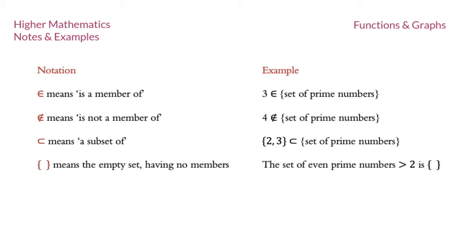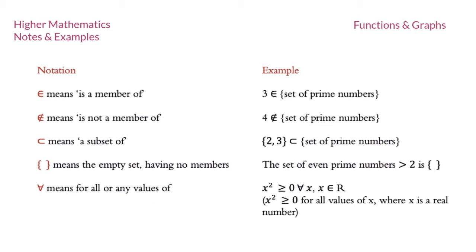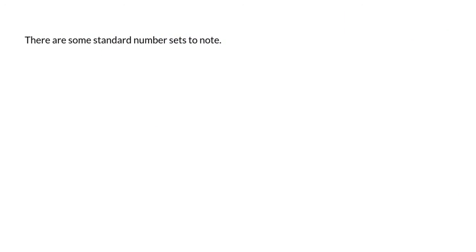And if we have our set brackets with nothing inside, that means it's an empty set. So the set of even prime numbers greater than 2 is an empty set. There are no even prime numbers greater than 2. And then this symbol here means for all values, for all or any values of. So x squared is greater than or equal to 0 for all values of x, where x is a member of the real set of numbers. So that should really just be for all values of.